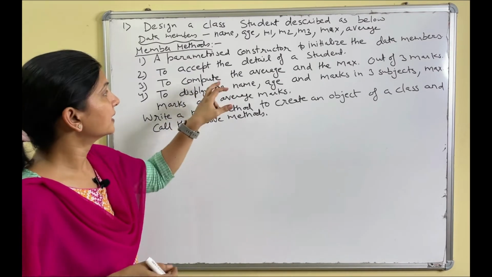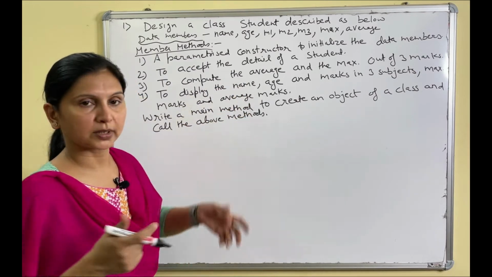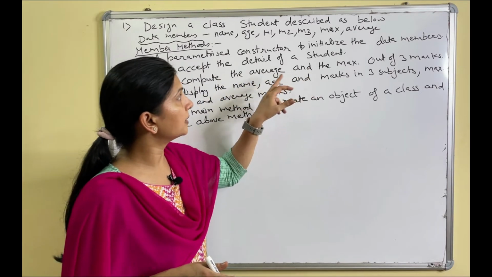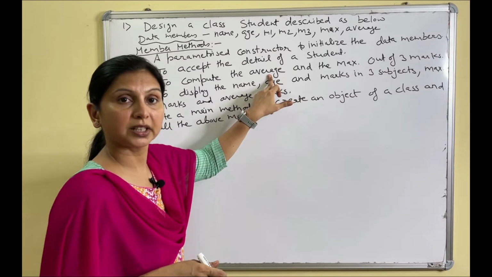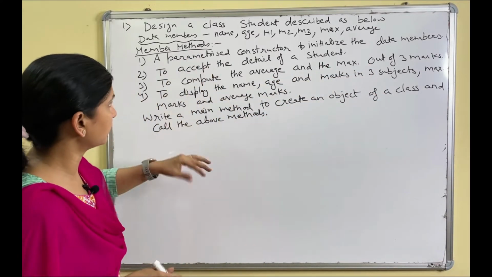Name should be relevant. So if the word compute is there, I am taking compute here. Otherwise, you can take any relevant name, right? So in the compute method, what will we do? We will calculate the average of the 3 marks and the maximum out of the 3 marks. So we will calculate one by one.